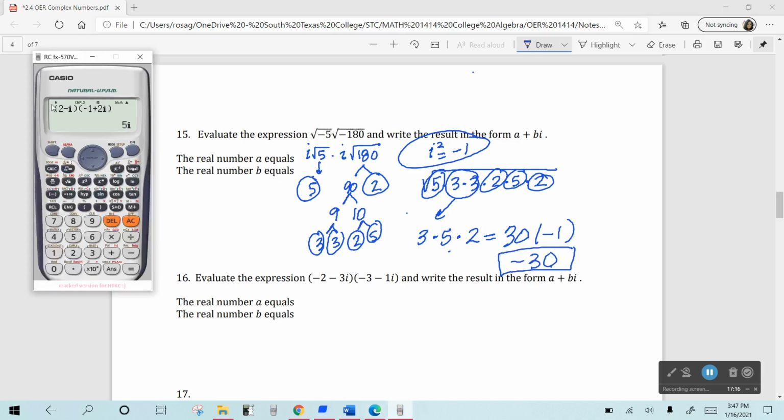And just to make sure we got it right, let's put it in the calculator. Don't forget to get out because you're supposed to have 2 square roots separated like this. There we go.